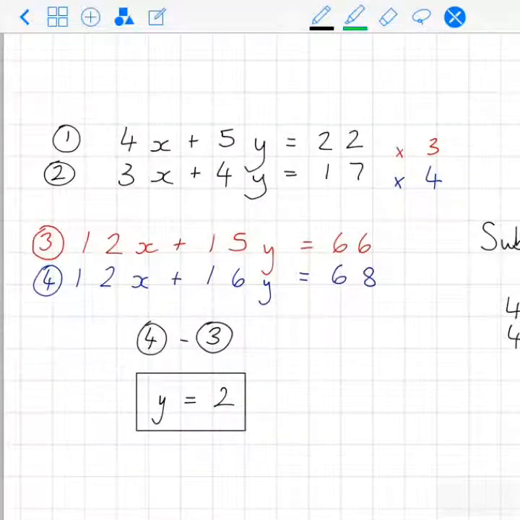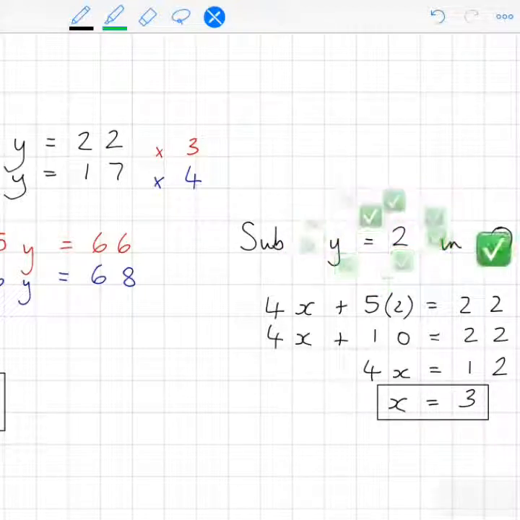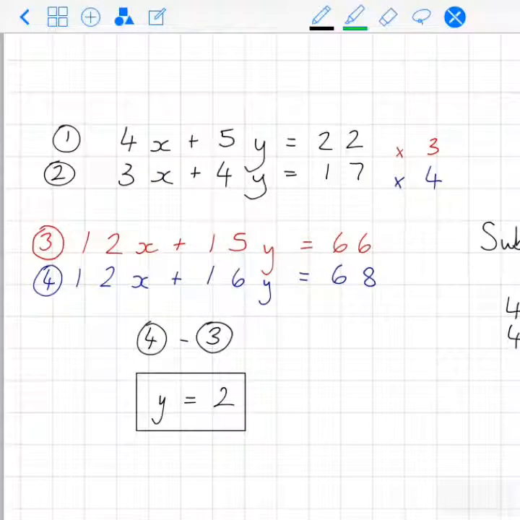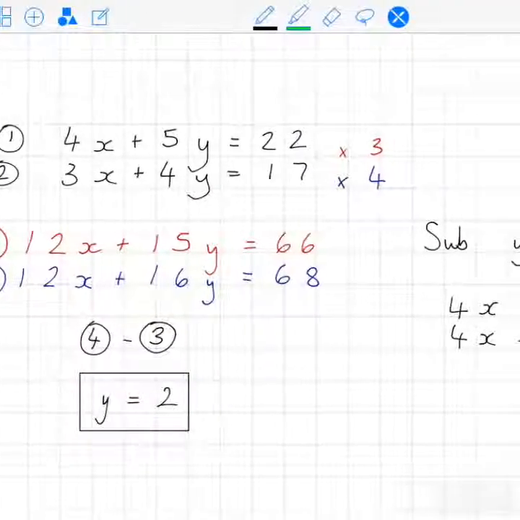To carry on having a really good answer, what I need to do is sub in my answer from the one before into one of the original two equations. So either this one here or this one here. So I decided to sub it into 1 just because the numbers were slightly smaller.